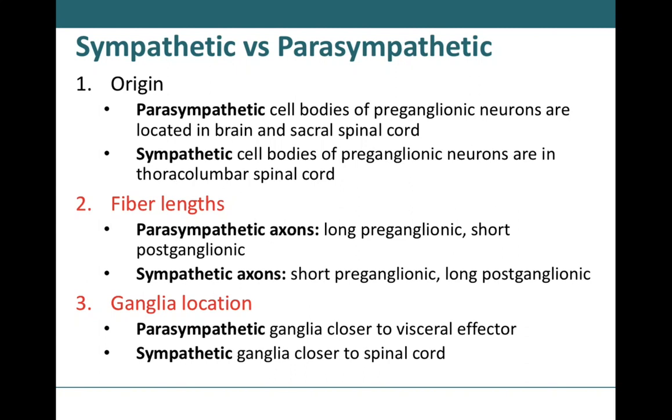The fiber length refers to the length of the axons of each of these two different types of neurons. In the parasympathetic nervous system, the axons of our preganglionic neurons are going to be very, very long, while the axons of our postganglionic neurons are going to be very, very short. And in the sympathetic nervous system, this is going to be reversed. We're going to have very short axons found coming off of our preganglionic neurons in our sympathetic nervous system, and we're going to have very long axons that are branching out from the postganglionic neurons in our sympathetic nervous system.